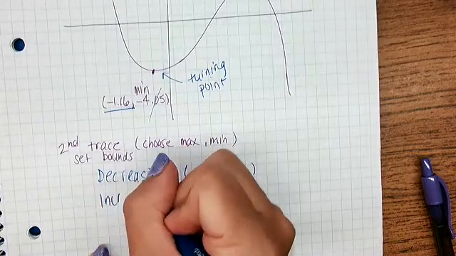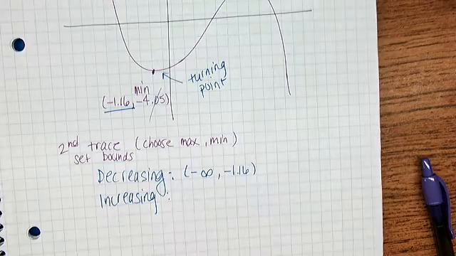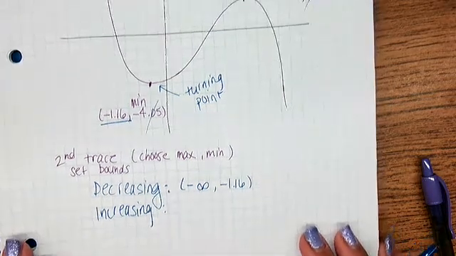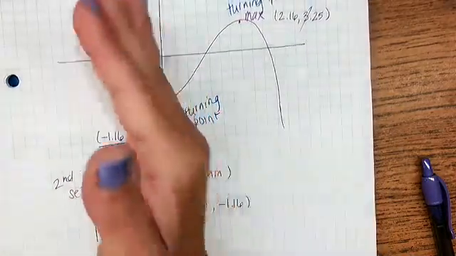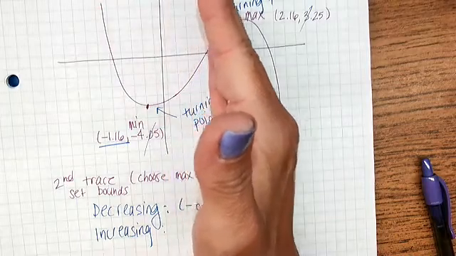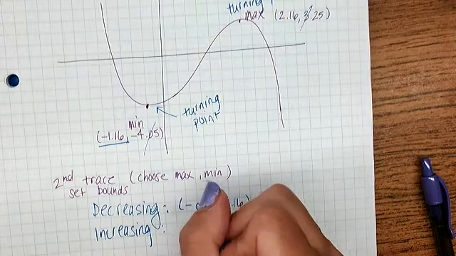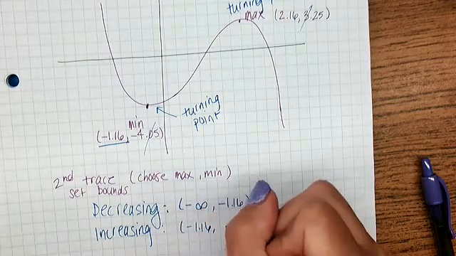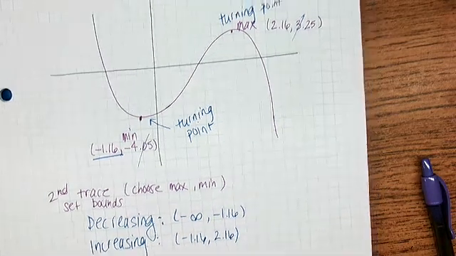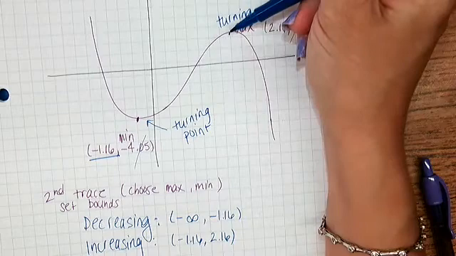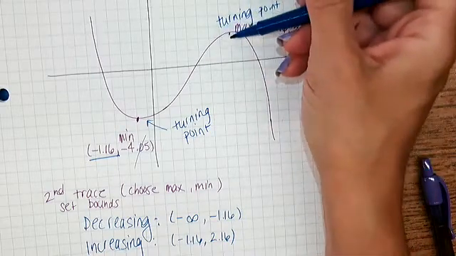So it's going to be increasing. Remember, you're either increasing or decreasing, or you could be constant, but this curve is not constant anywhere. So starting at negative 1.16 and going to the right, it's increasing until I get to the x value of 2.16. And then from my max, my high point, I'm decreasing again. Y values are going down.